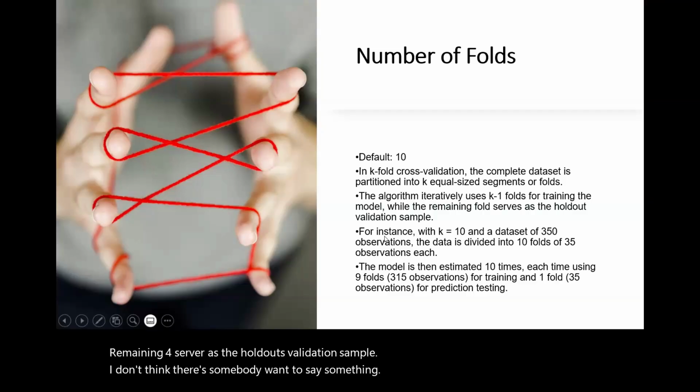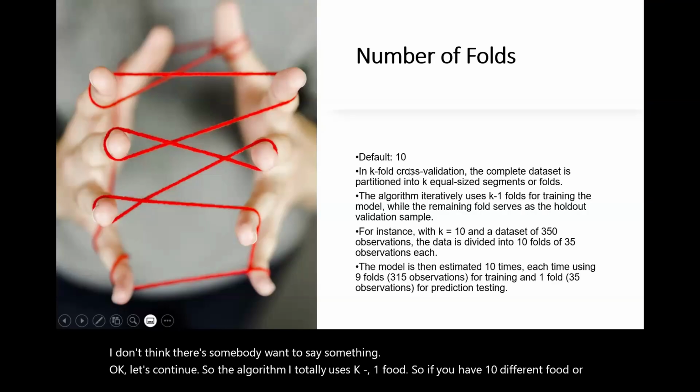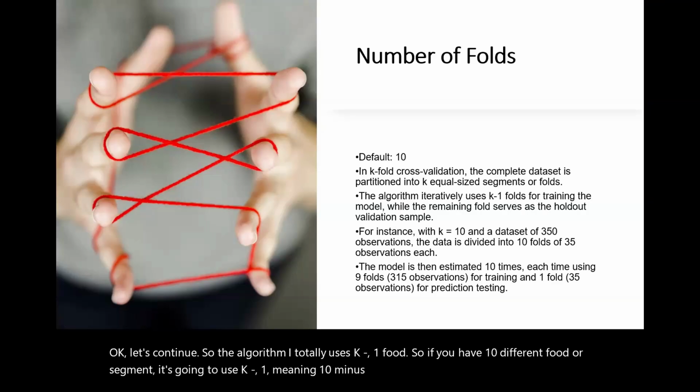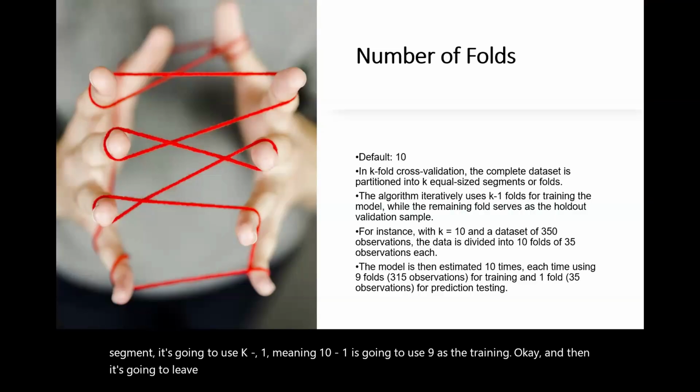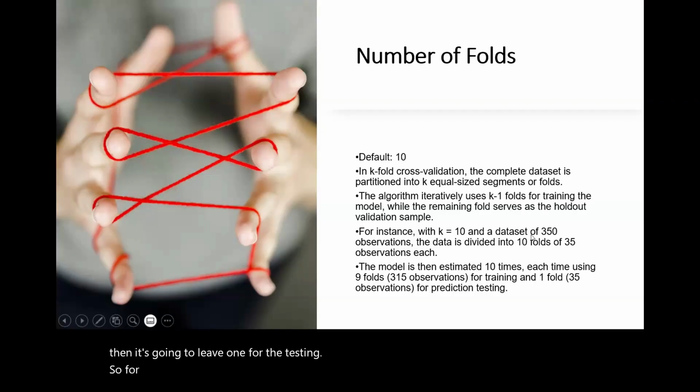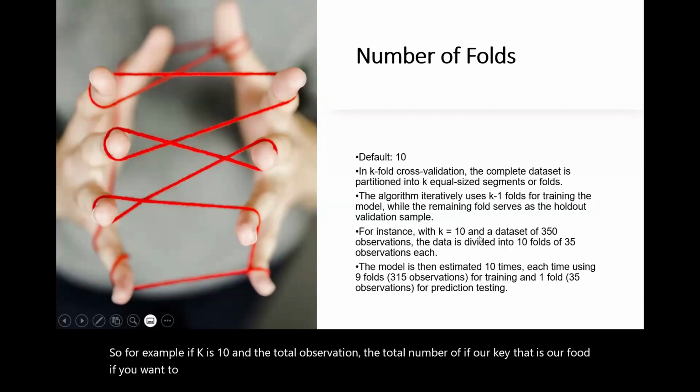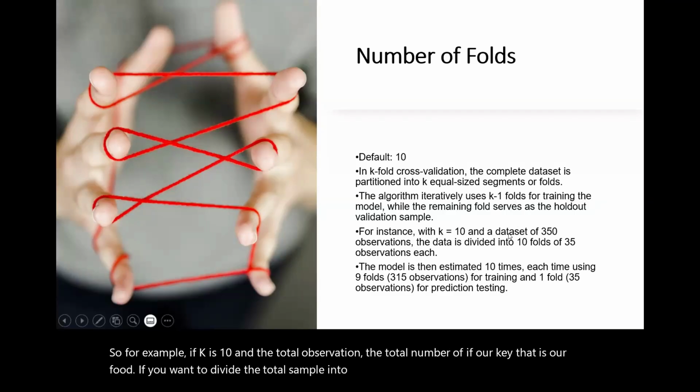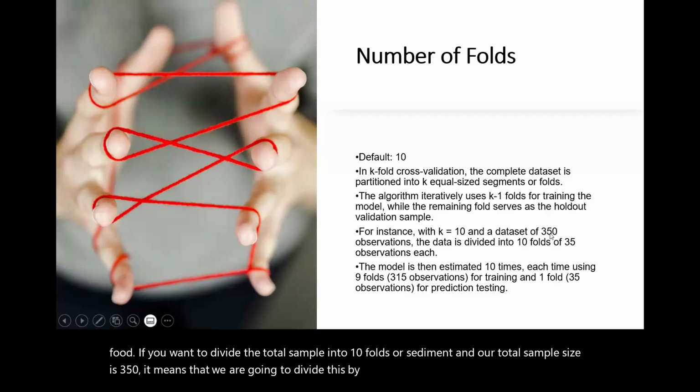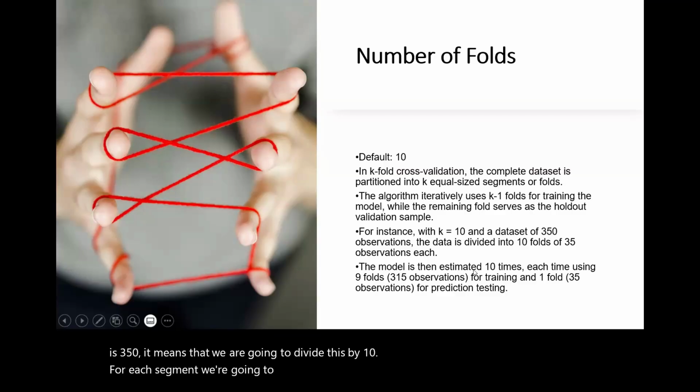Okay, let's continue. So the algorithm iteratively uses K minus 1 folds. If you have 10 different folds or segments, it's going to use K minus 1, meaning 10 minus 1, so 9 as the training, and then it's going to leave 1 for the testing. For example, if K is 10, we divide the total sample into 10 folds, and our total sample size is 350, we divide this by 10. For each segment, you're going to have 35 observations.